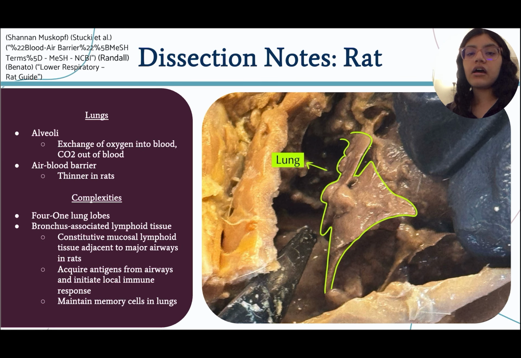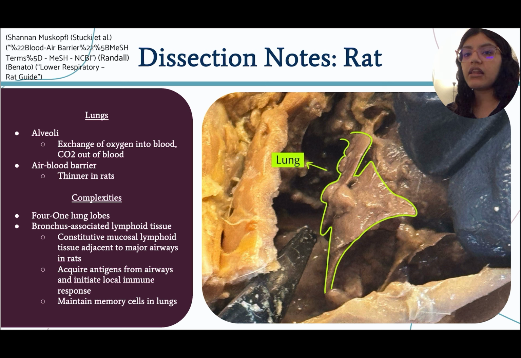So next we have the lungs. As stated, the air travels through the trachea, then the bronchi, and then the lungs. And in the lungs, this air is dispersed amongst alveoli, which are air sacs where oxygen is exchanged into blood, and carbon dioxide is exchanged out of blood and ready to be exhaled. There's also an air-blood barrier in the lungs, which is a barrier made out of epithelial cells to separate blood from air to prevent them from mixing. And in rats, this barrier is thinner because it makes the gas exchange more efficient.